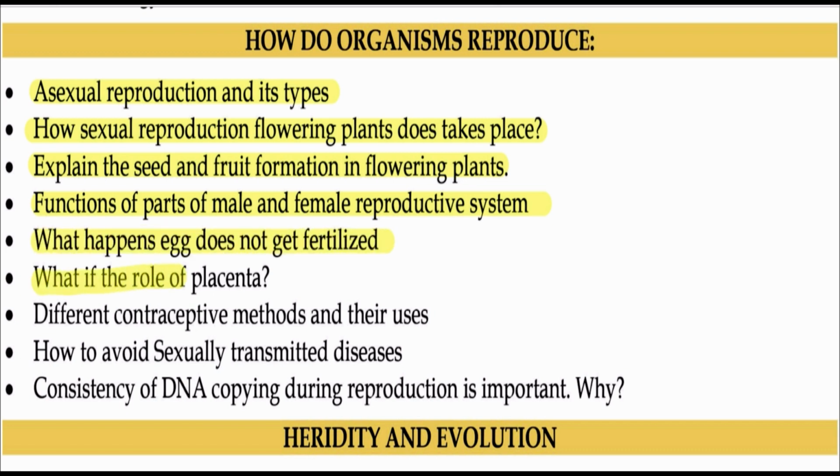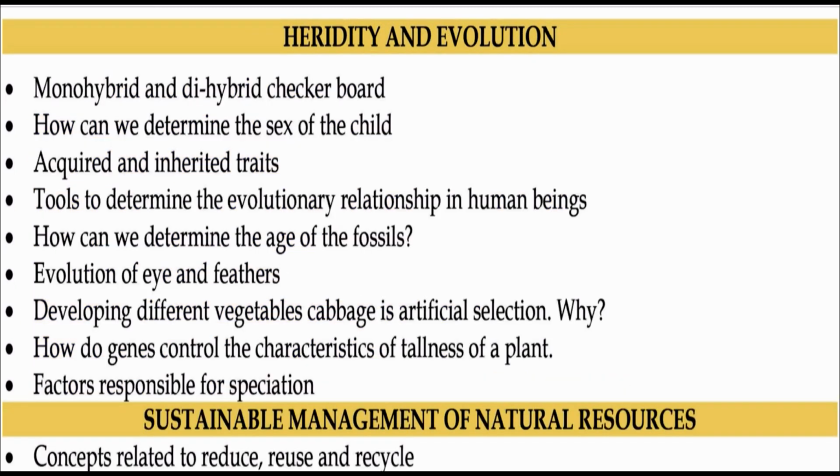What is the role of placenta? Different types of contraceptive methods and their use. How to avoid sexually transmitted diseases. Consistency of DNA copying during reproduction is important. Why? Next lesson, heredity and evolution.